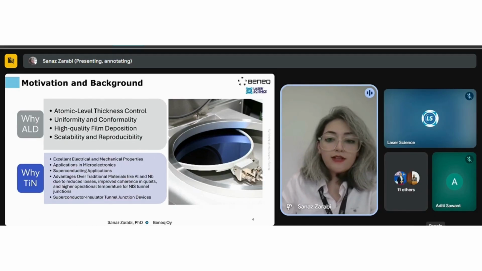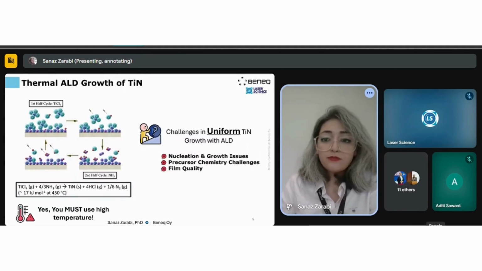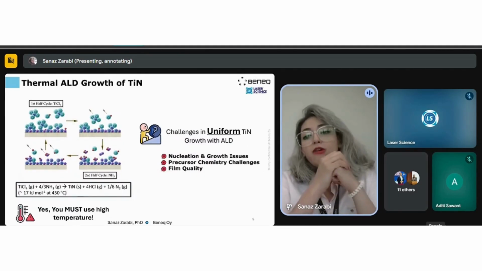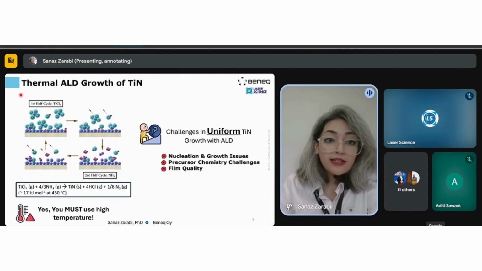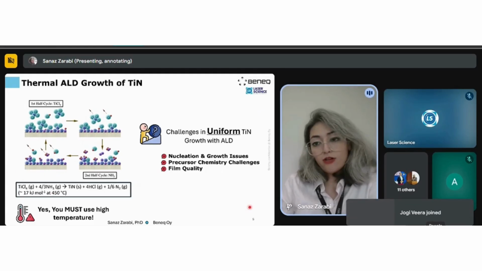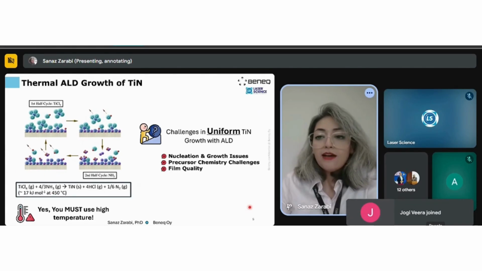Let's look at the ALD process and its challenges. Here at Beneq, our plan was to develop a cost-efficient superconductive TiN in the beginning. That's why we chose a thermal process using TiCl4, or titanium chloride, and ammonia.